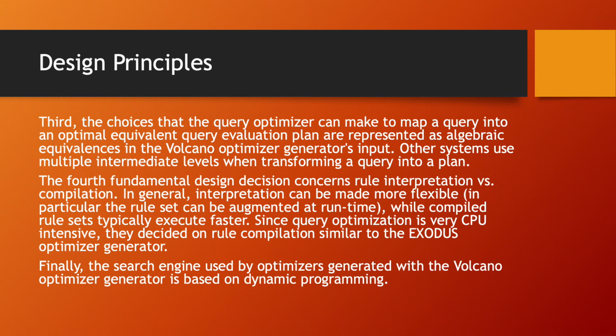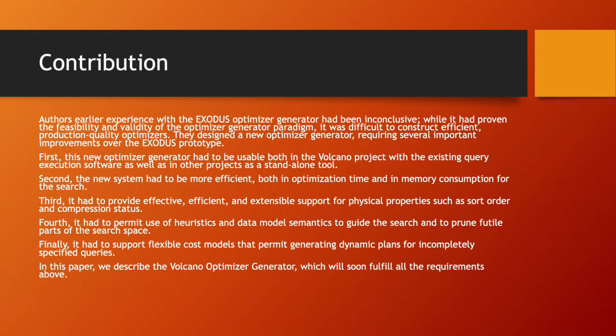The fourth fundamental design decision concerns rule interpretation versus compilation. In general, interpretation can be made more flexible. In particular, the rule set can be augmented at runtime, while compiled rule sets typically execute faster. Since query optimization is very CPU intensive, they decided on rule compilation, similar to the Exodus optimizer generator. Finally, the search engine used by optimizers generated with the Volcano optimizer generator is based on dynamic programming.